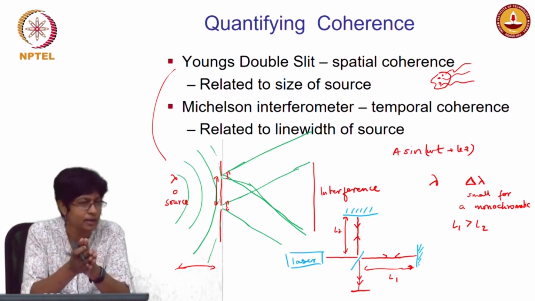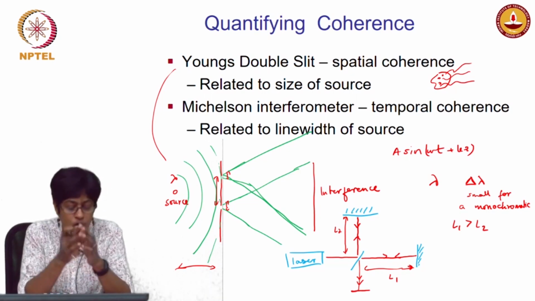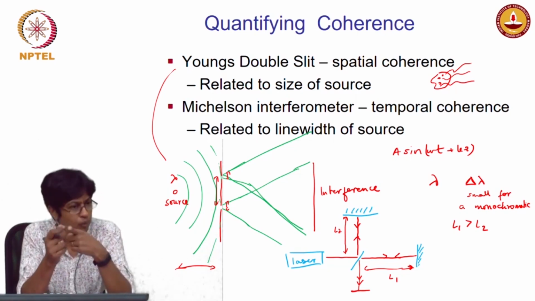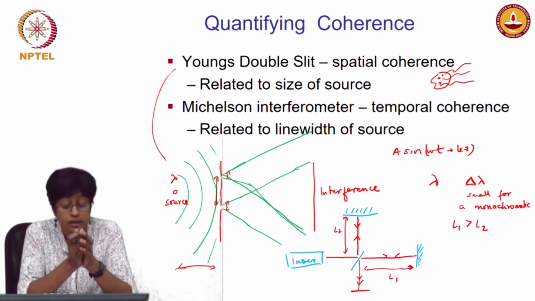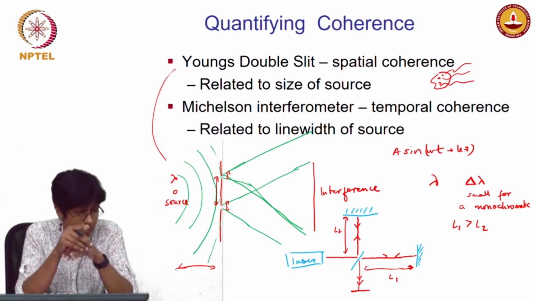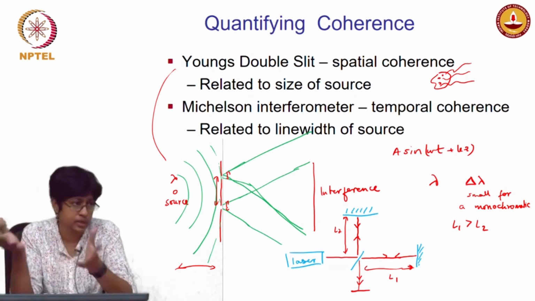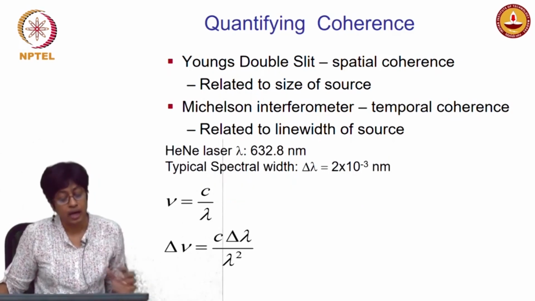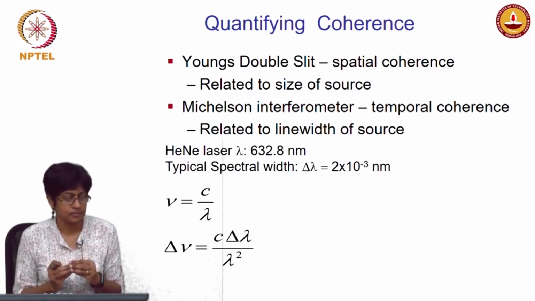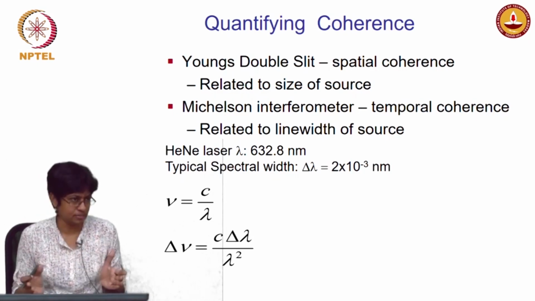If you have poor spatial coherence, most likely you also have poor temporal coherence, because you have a number of emitters and they will be out of sync both spatially as well as temporally in most cases. You can have a source with very good spatial coherence, but the temporal coherence may be poor. So, how do I relate these parameters and quantify the coherence?